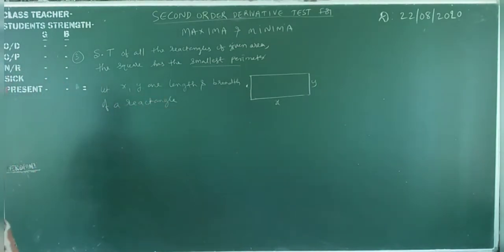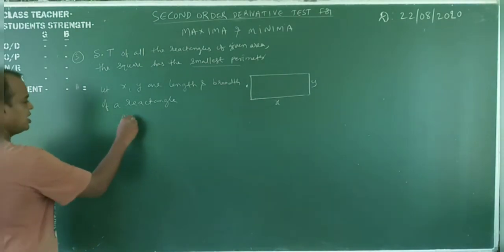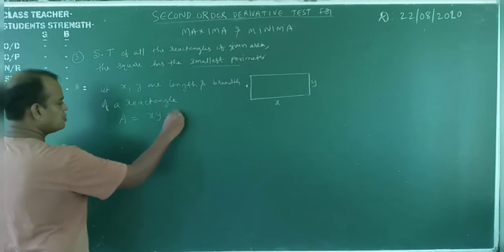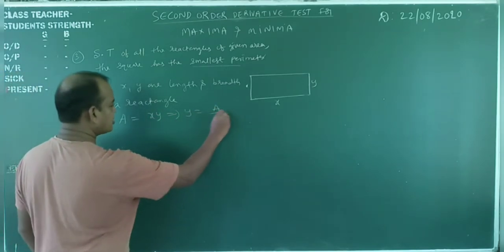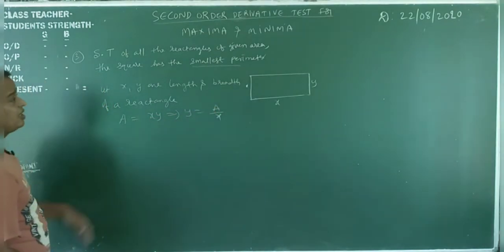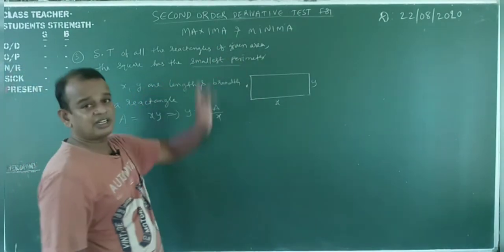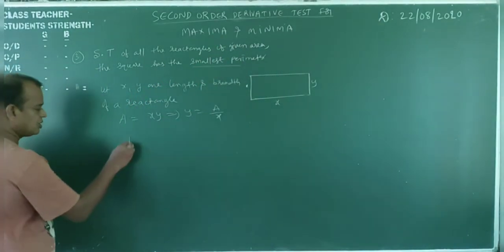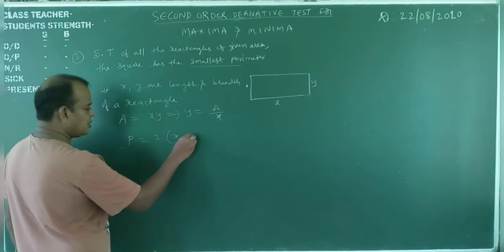Let x, y be the length and breadth of a rectangle. Area is clearly given: area A is equal to x into y. From this you will find y is equal to A by x. What is the function? Perimeter. Smallest perimeter of the rectangle. Perimeter P is equal to 2 into (x plus y).